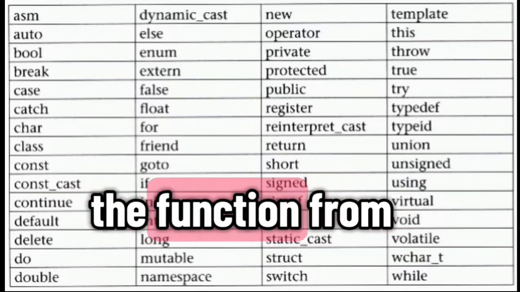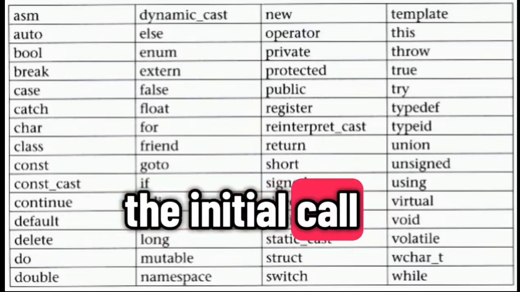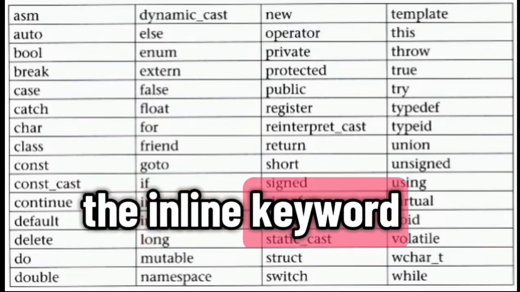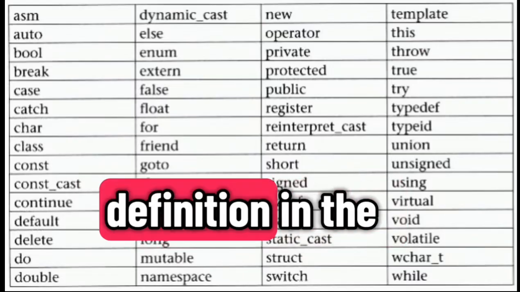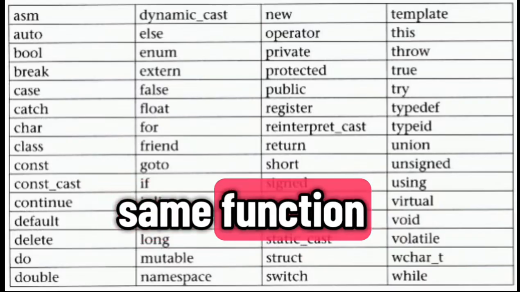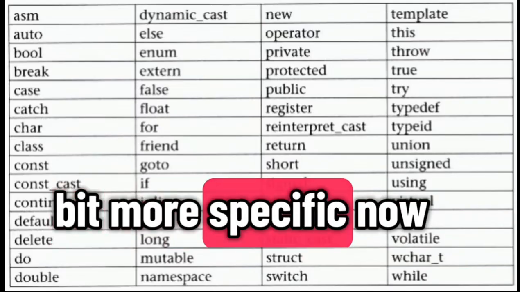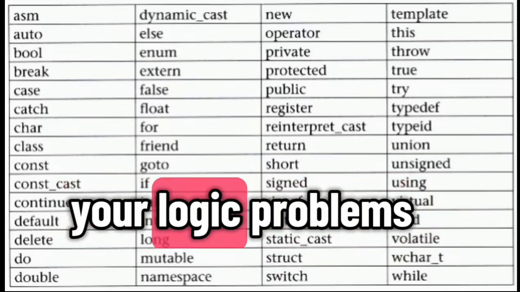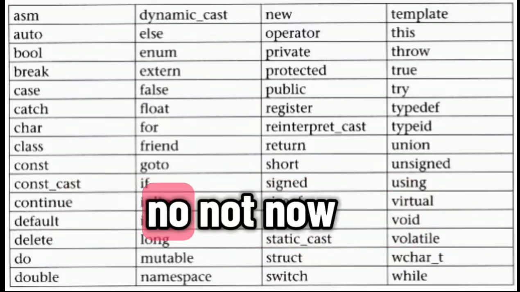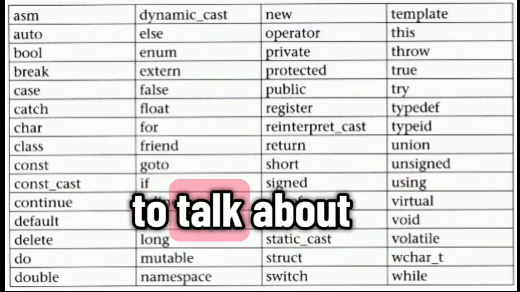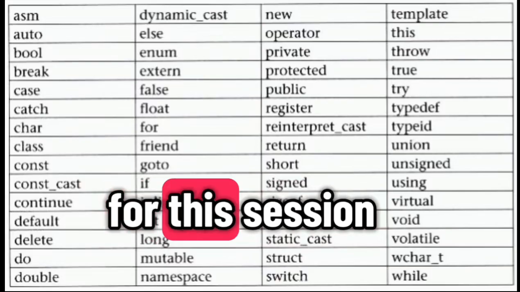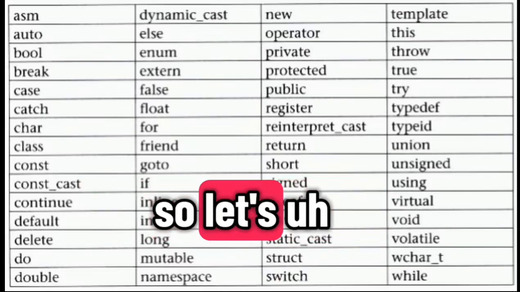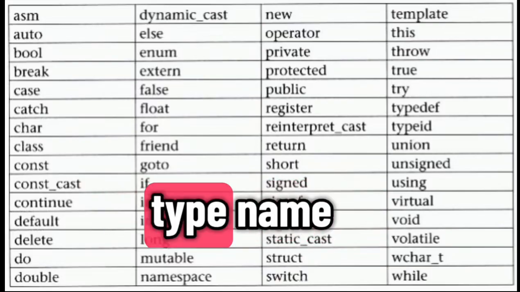Instead of doing the function from the initial call, you can use the inline keyword in an optional definition in the same function. We're getting a bit more specific now. Want to keep cracking on with your logic problems? No, not now. I just want to talk about the keywords for this session. So let's talk about the typename.